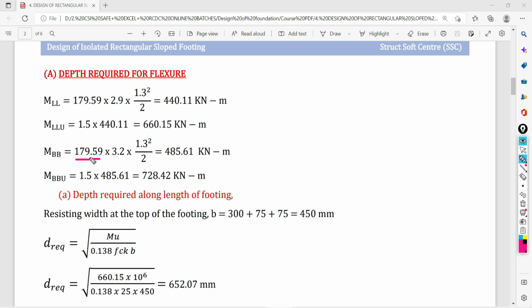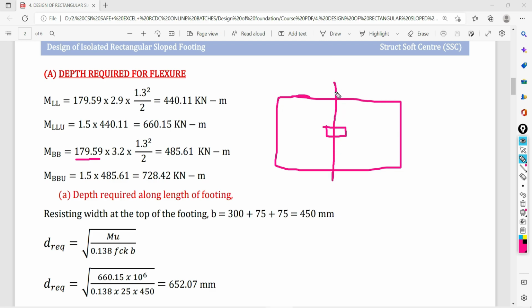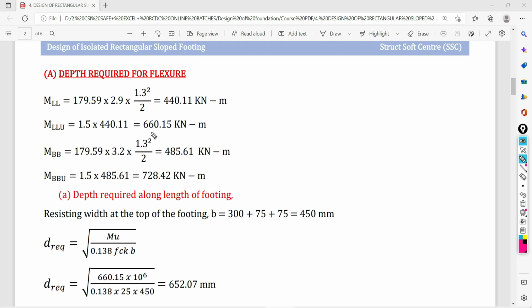pressure. But at this time, very interestingly, if you are going to calculate the moment along the width of the footing, the length you have to consider. So it is the upward soil pressure, then length 3.2 meter multiplied by 1.3 meter square divided by 2, and you will get the value as 485.61 kilonewton meter. Here the ultimate moment along the width is going to become 728.42 kilonewton meter.